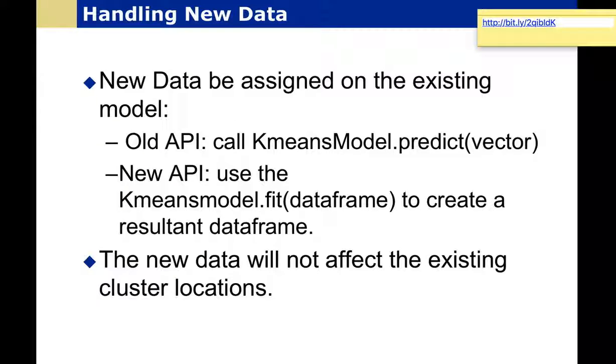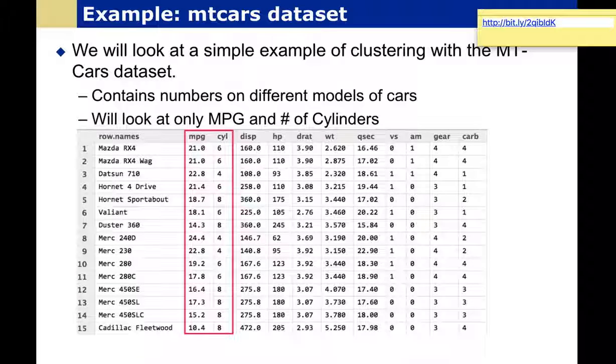So if we have new data that comes into our system, then in the new API, we can again call the .fit to that data frame that would create a resultant data frame with the prediction column. Now note that the new data won't affect the existing cluster locations.